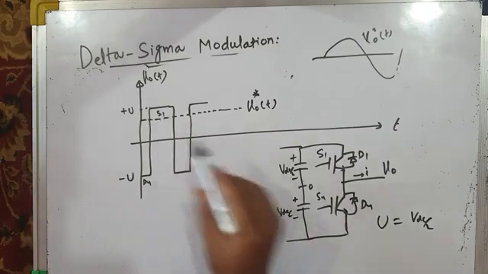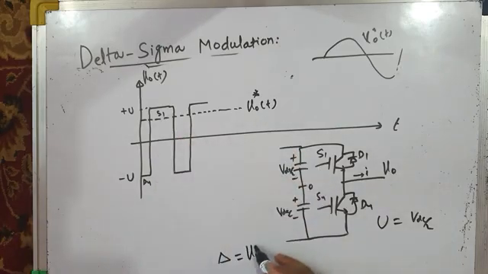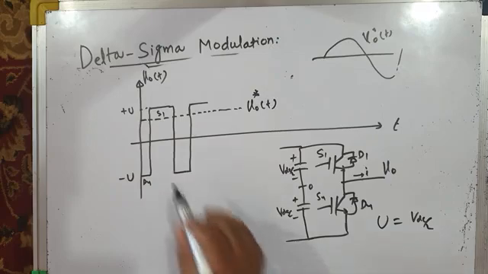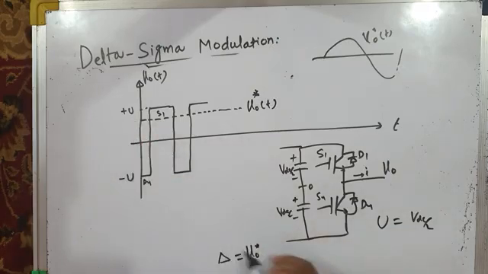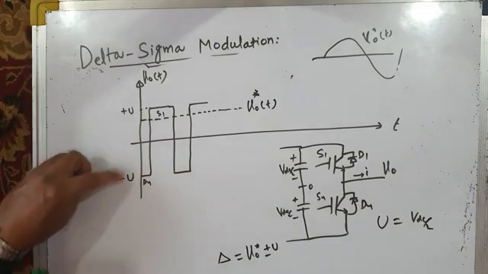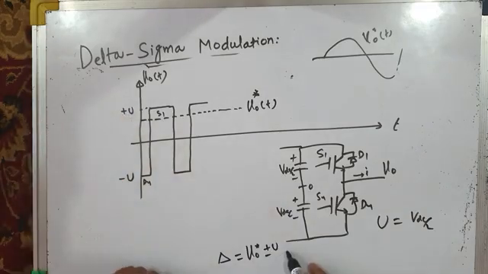Delta is reference load voltage V naught star minus actual load voltage, and actual load voltage is either plus U or minus U, because it is either minus U or plus U. And then I integrate that. I integrate this error using the integration circuit.